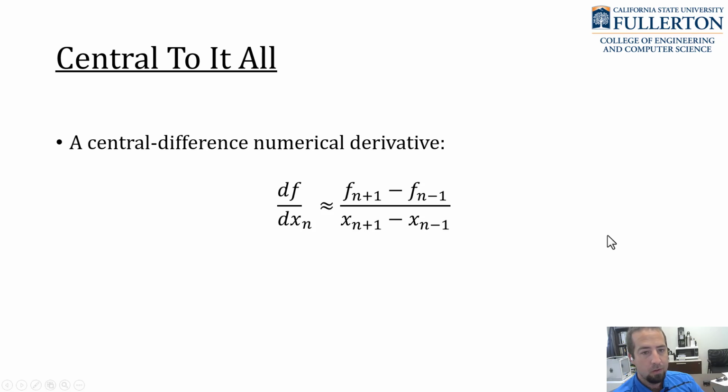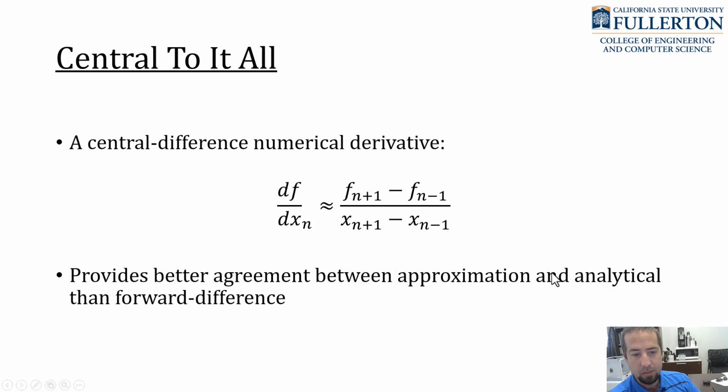Okay, so we could define the central difference at some point n as the difference between the function f at n plus 1 and the function f at n minus 1 divided by the difference of x at n plus 1 back to x at n minus 1. Okay, and this is a better agreement between the numerical approximation and the analytical solution than the forward difference gives.